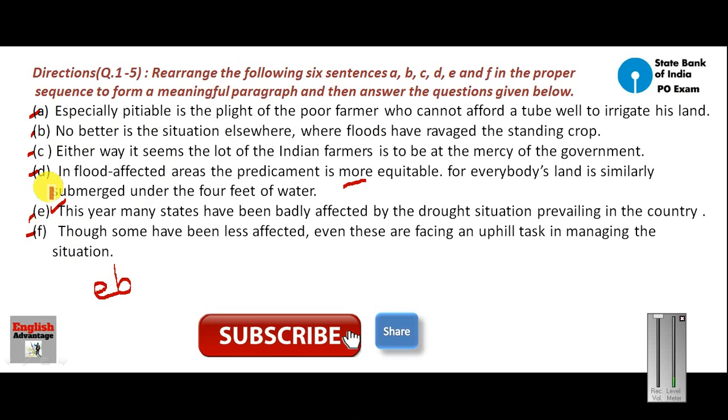Okay. Now after this, again in this sentence, you have to find out the sentence where there is a mention of the situation. So this way you have to correlate. In this sentence, though some have been less affected, even these are facing an uphill task in managing the situation. First you have talked about the drought situation, then the flood situation, and then you are saying that though some states have been less affected, even these are facing an uphill task in managing the situation. So this should be the next sentence, EBF.